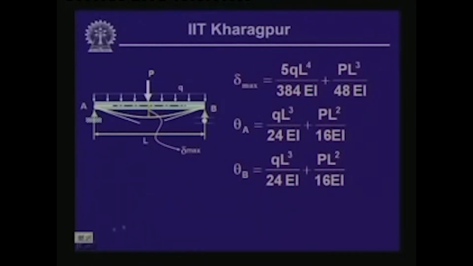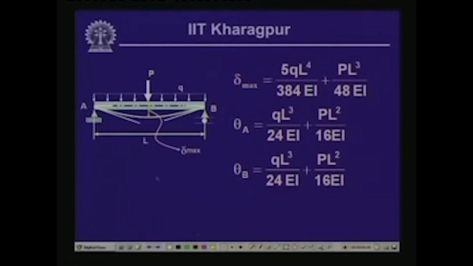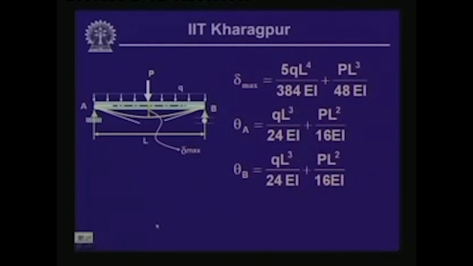And this is the final form of the result for this particular case, that delta max is equal to, this is for the uniformly distributed load, this is for the concentrated load. So, the combined effect of this is the value for delta max over here. Theta at A is the effect of the uniformly distributed load and concentrated load. Again, theta at B is the effect of uniformly distributed load and concentrated load. Again, these are with the magnitudes, but not with the sign.